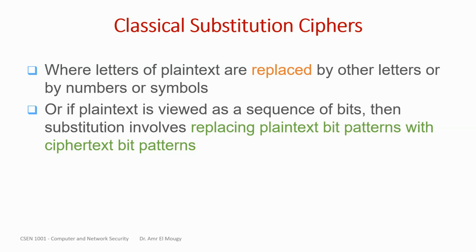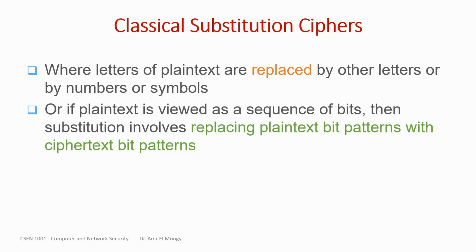Either you substitute it by a symbol, or more commonly, you just substitute it by another letter in the same alphabet. And so you can substitute one letter by another letter, or you can take a pair of letters and substitute them by another pair of letters. And this is basically the idea of substitution ciphers. The other type of operation, which is called transposition ciphers, is basically rearranging the letters, and we'll discuss it in a little bit.